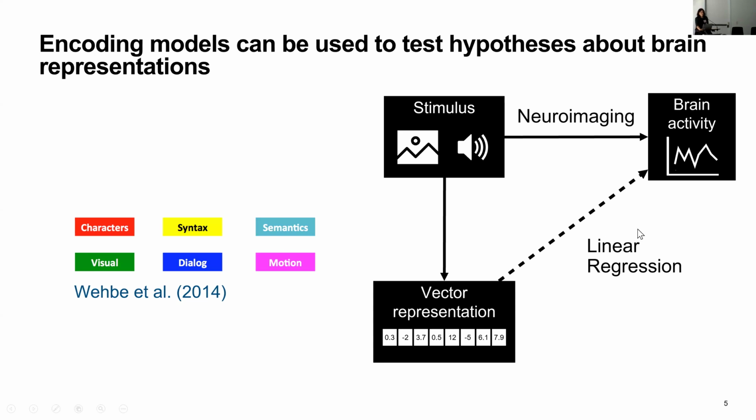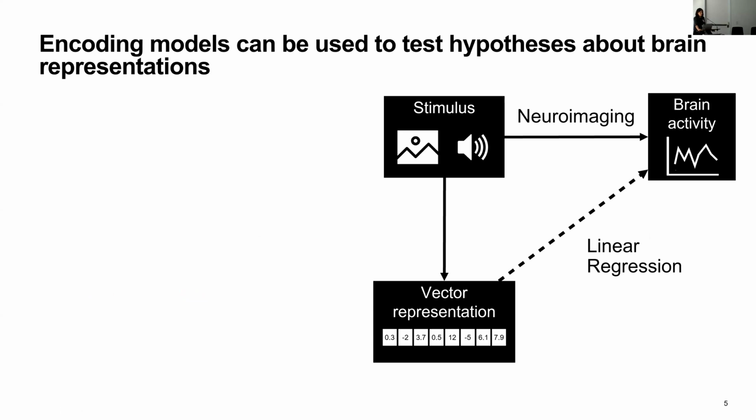After you fit your model, you try to see which regions in the brain are well predicted, significantly predicted by your specific feature space that you're interested in. And so your feature space, your vector representation that you've constructed, becomes your hypothesis that you're testing.